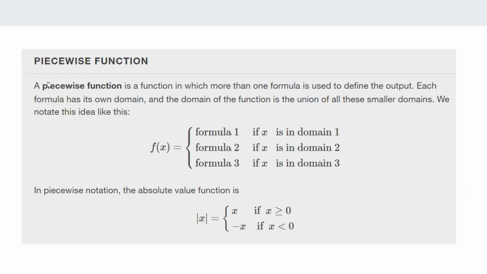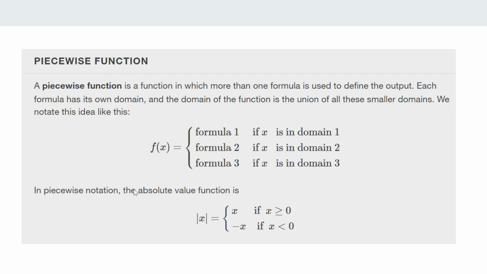A piecewise function is a function in which more than one formula is used to define the output. Each formula has its own domain, and the domain of the function is the union of these smaller domains. We notate this idea like this. f of x is equal to formula 1 if x is in domain 1. It's equal to formula 2 if x is in domain 2. It's equal to formula 3 if x is in domain 3.